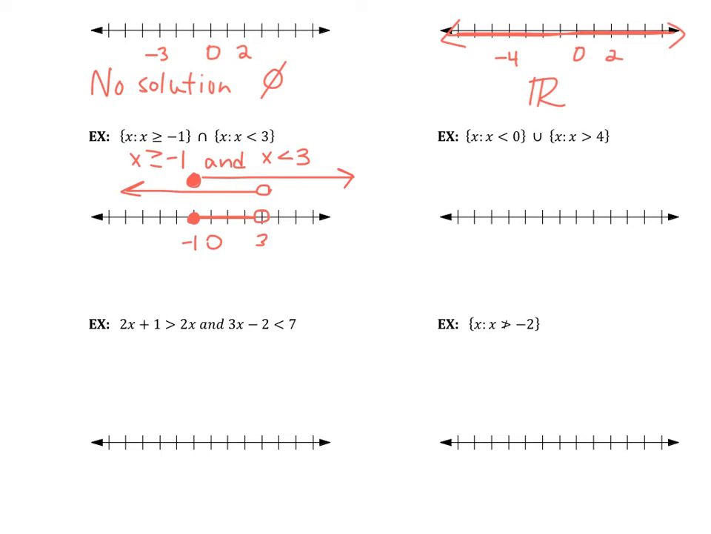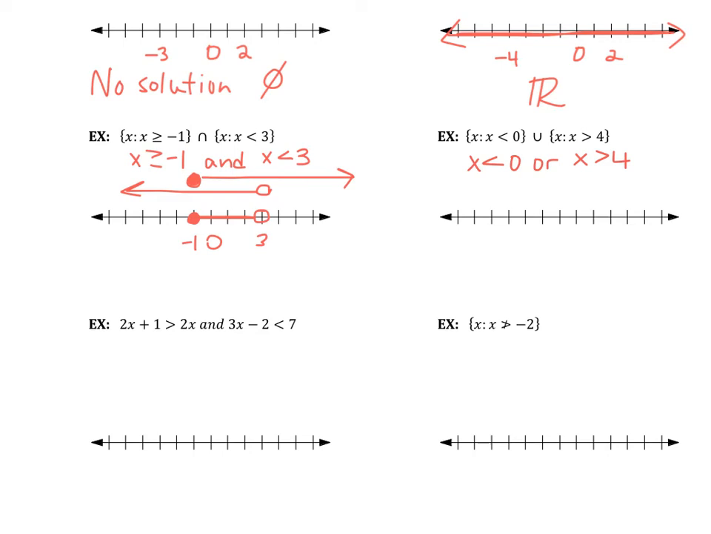All right, our next example, once again, let's write it out of set notation, but first things first, this is read: x such that x is less than 0, joined with, or the union of, x such that x is greater than 4. So let's write that similar to the ones above. x is less than 0, union is replaced with the word or, x is greater than 4.